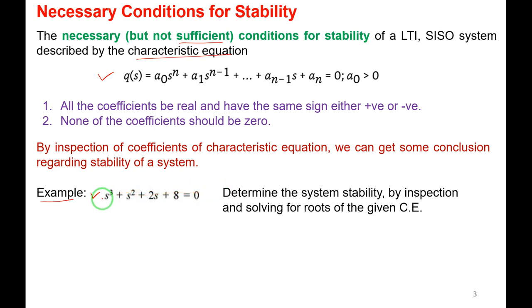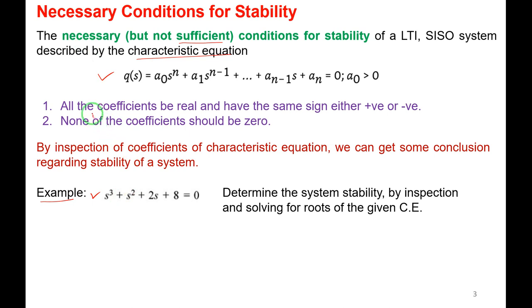Suppose one term has a plus and another term has a minus. No, that is not okay. All the coefficients should be either positive or all negative. And none of the coefficients should be 0. Suppose the equation is S cube plus 2S plus 8. The S square term is not there, meaning the coefficient of S square is 0, it is missing. At that time the necessary condition fails.